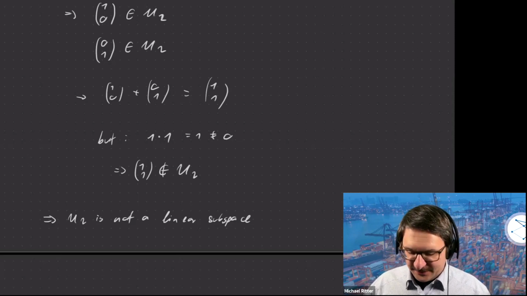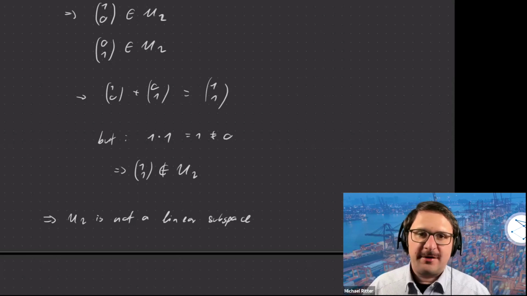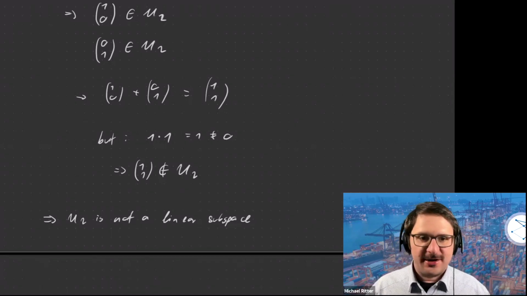Okay, so this works here. And of course, we don't have to check property 3 anymore, as property 2 is already violated. It doesn't make sense to do more work than necessary. It cannot be a linear subspace anymore, whatever property 3 does. Okay, so that's part B of that problem. Any questions on that one?